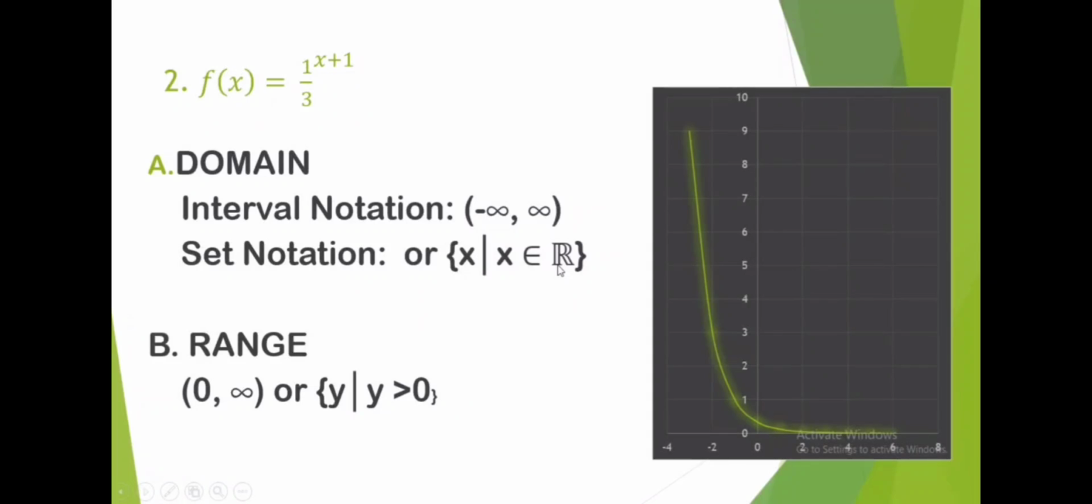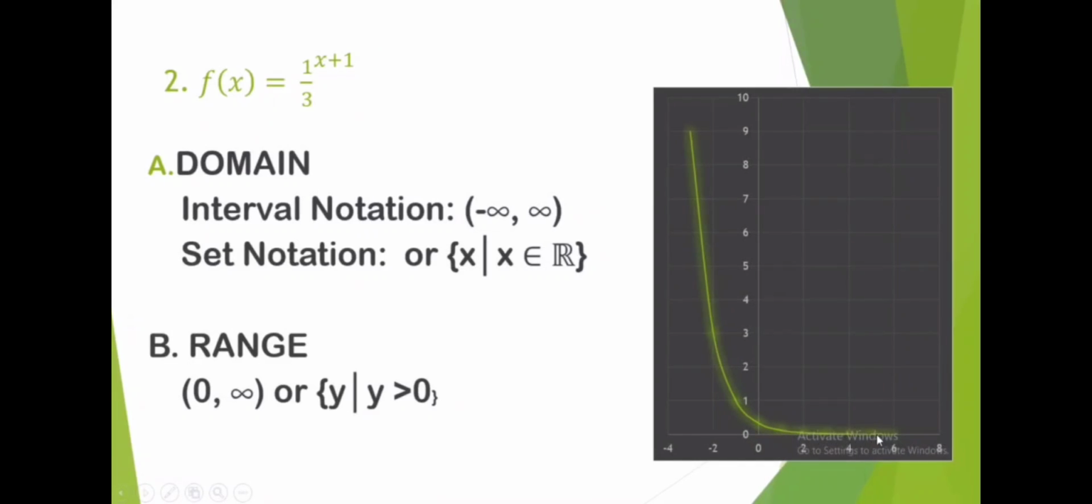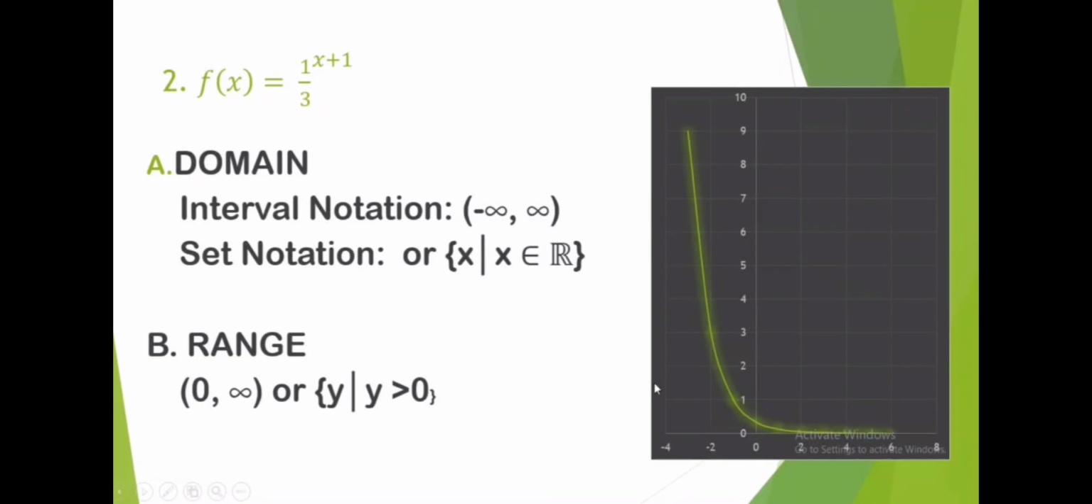As for our range, let us observe our graph with respect to the y-axis. We can see that our graph approaches 0, or our x-axis, but it did not cross it. Therefore, our range is from 0 until infinity, enclosed by a parenthesis. Or y is any number greater than 0.